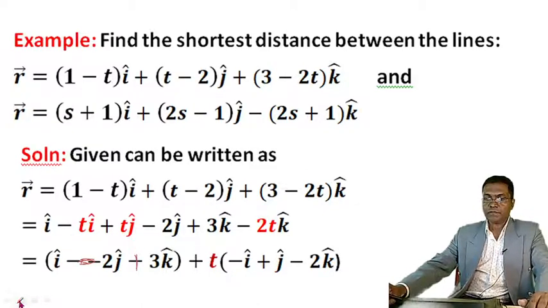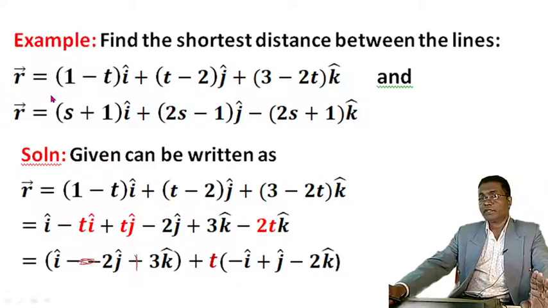Now the terms with t, t term and t term. Taking t common from this, you are left with minus i cap, here plus j cap, and here minus 2k cap. So this is your a1 and this is your vector b1. Okay, so in this way you have to express the given equation in the standard form. This is vector a1, this is vector b1.